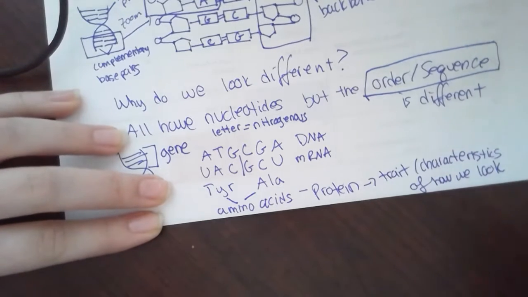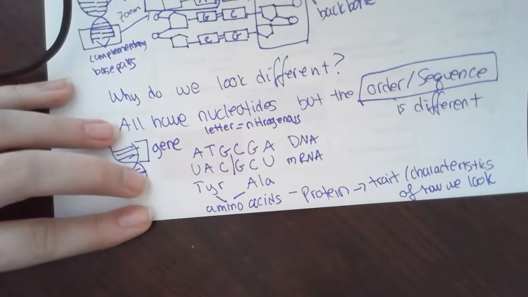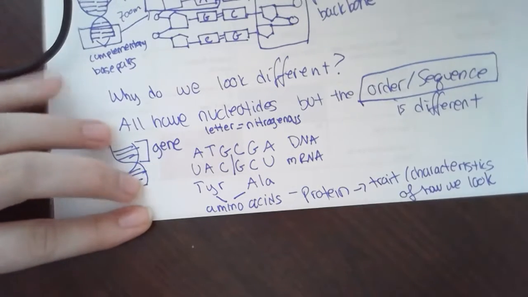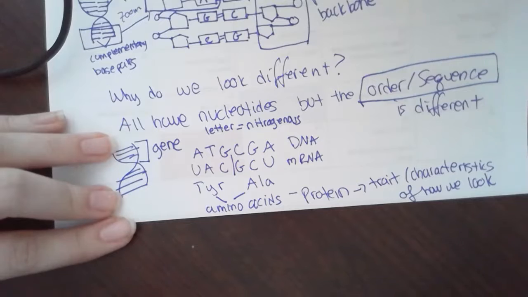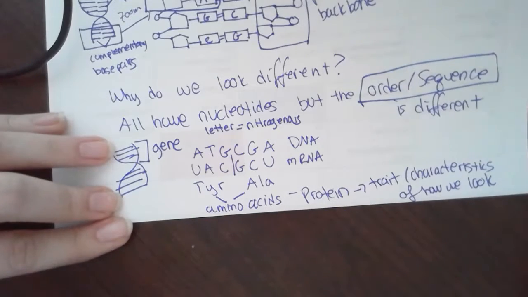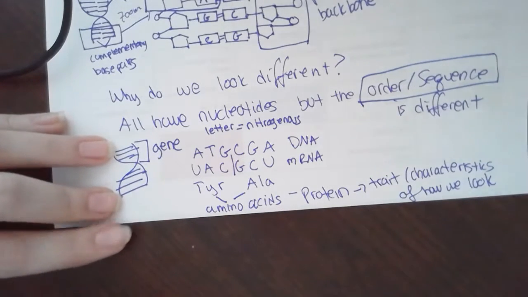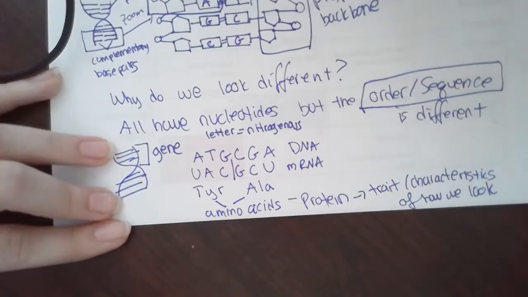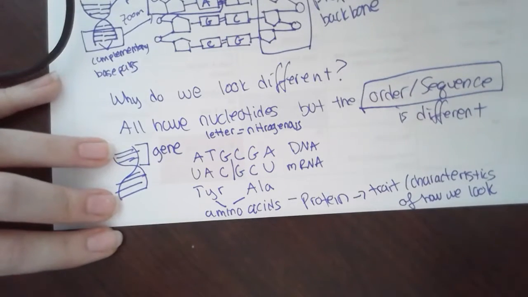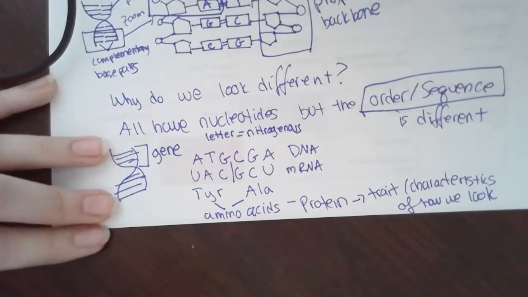So every single living thing has the genetic code, but it's the order of the letters, the order of our nitrogenous bases, that determines how we're different, right? So a mixing up of these letters could determine if I have brown hair versus blonde hair. It can determine if I have blue eyes versus brown eyes. It can determine how tall I am. It could determine what species I am. It could determine if I'm an antelope or a human.